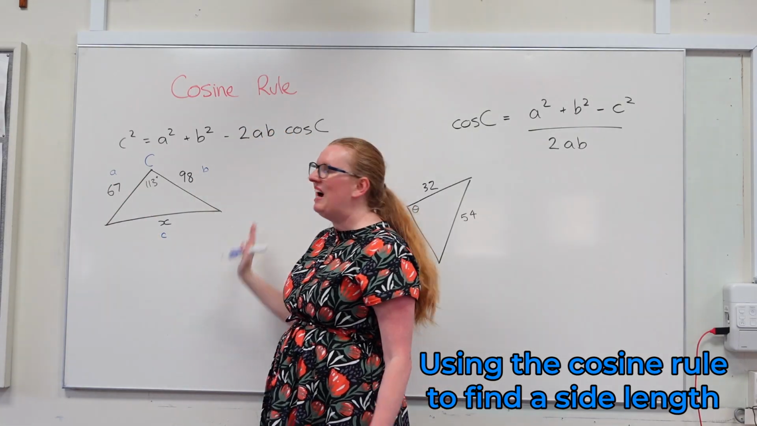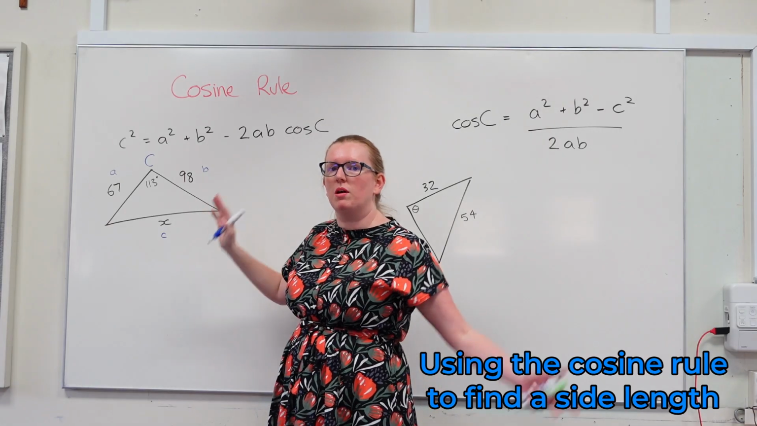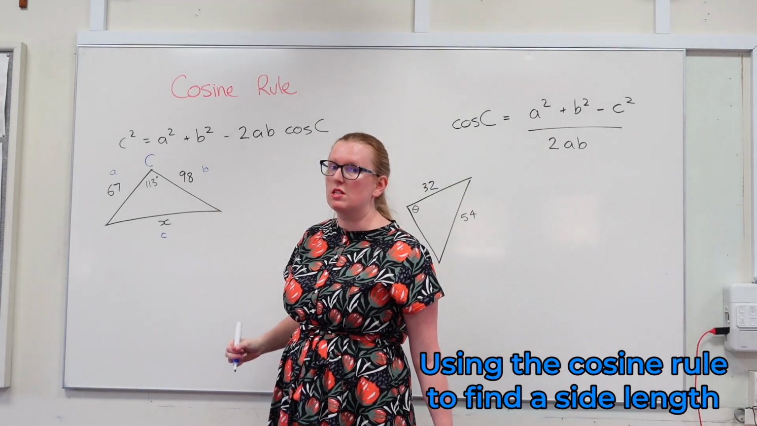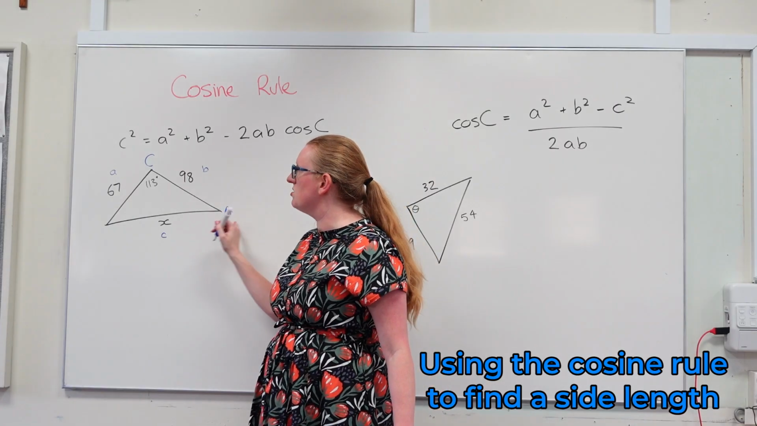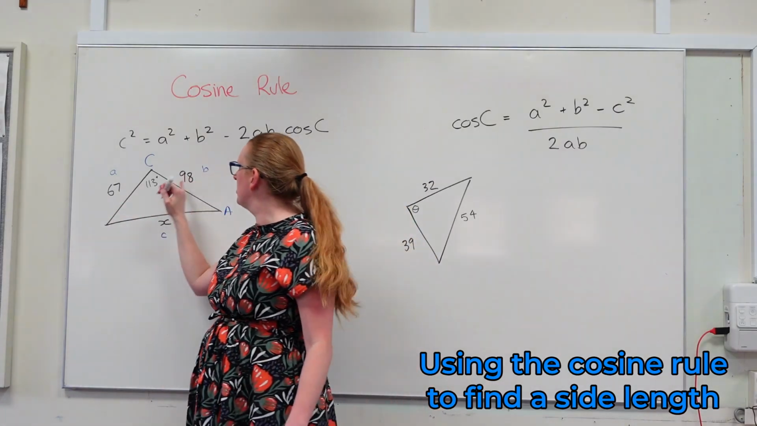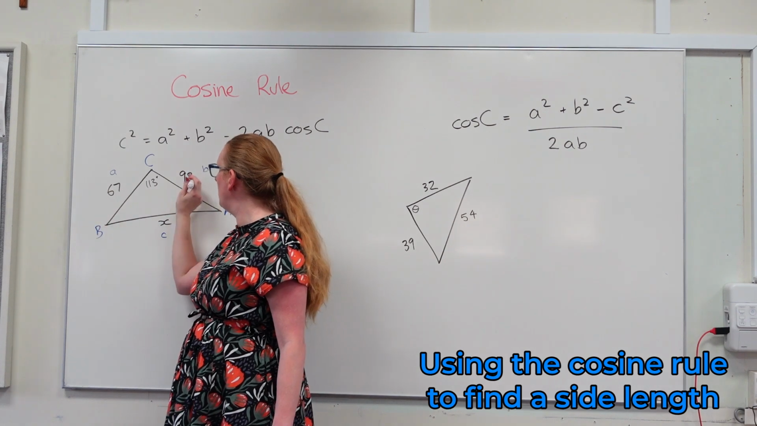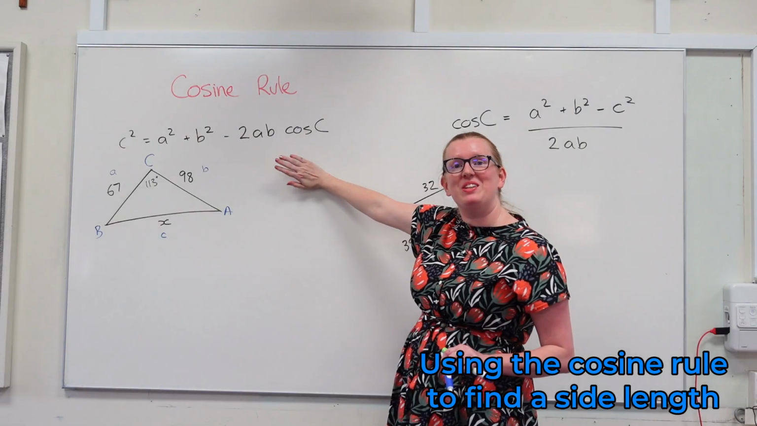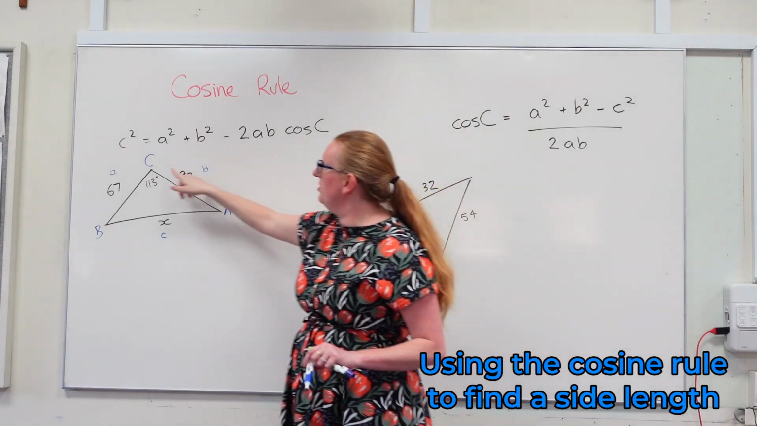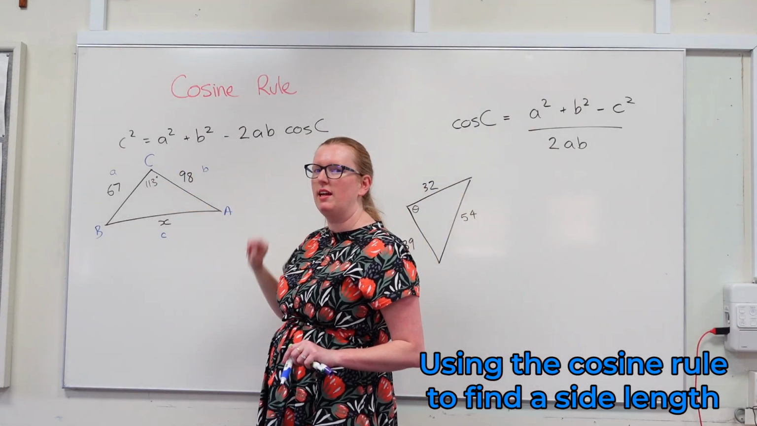Now, we don't have to label capital A and capital B, but I'm going to because I love labeling stuff and writing on a whiteboard. So I'm going to call this capital A because it's directly opposite little a, and this one capital B because it's directly opposite little b. Now we're going to use this formula and put all these numbers and letters in there.